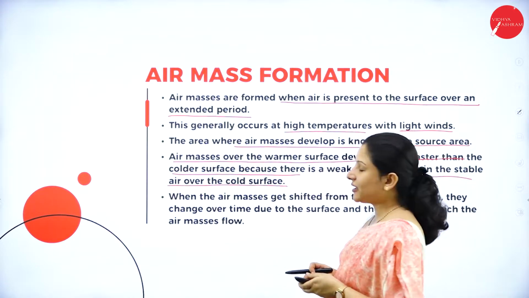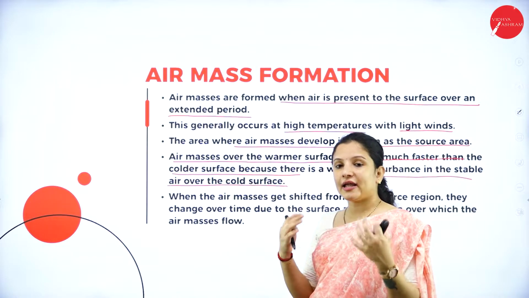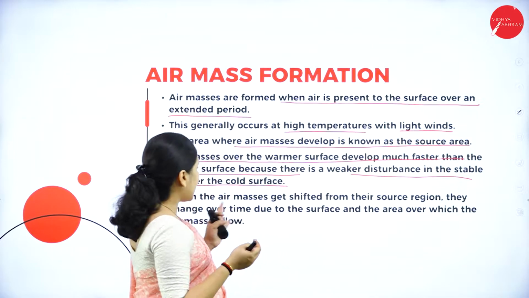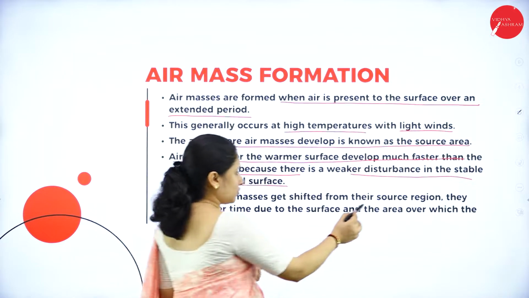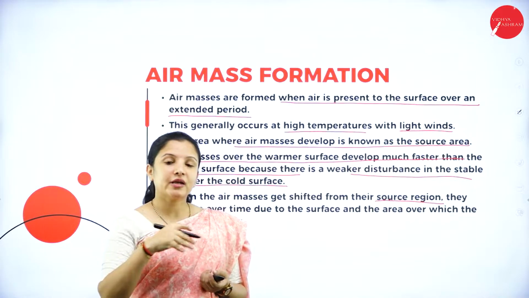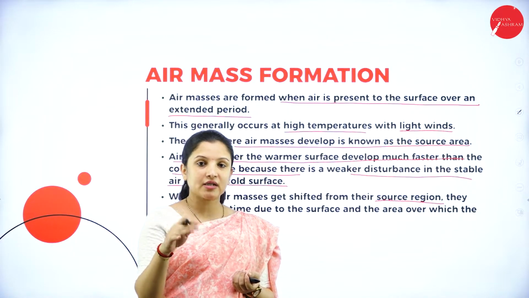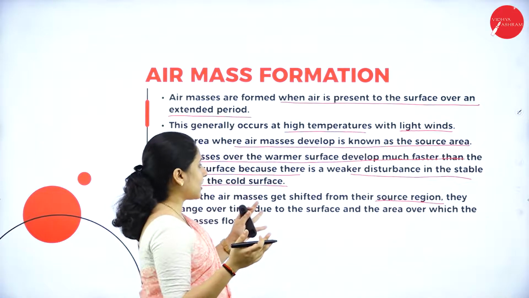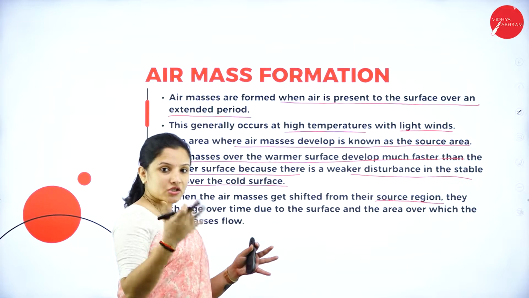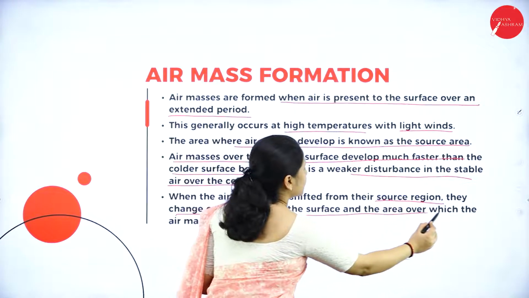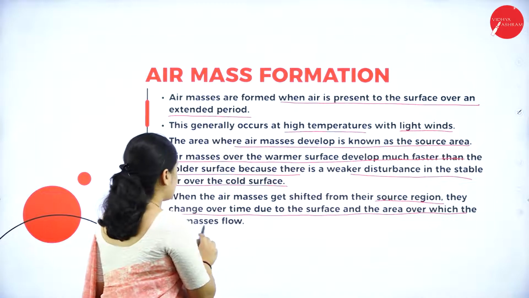So when the air masses get shifted, we know that air masses tend to move from one region to another, right? When air masses get shifted from their source region, that is, from where they originated, say for example they originated somewhere in the equator and are shifting towards the temperate region, they change over time due to the surface and area over which the air masses flow.